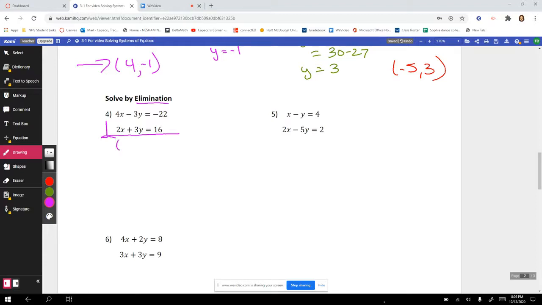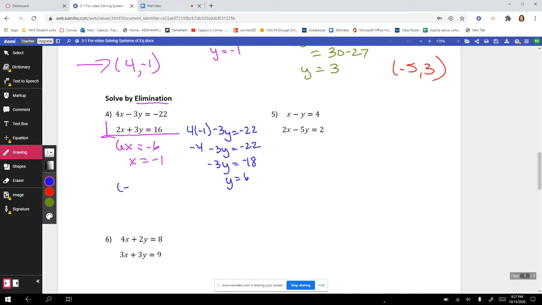And then I'm just going to add. So I have 6x is equal to negative 6. So x is equal to negative 1. Now, how do I find my y value? Well, I just substitute it back into either original. So I can say 4 times negative 1 minus 3y is equal to negative 22. So I have negative 4 minus 3y is equal to negative 22. Negative 3y is equal to negative 18. So y is equal to 6.